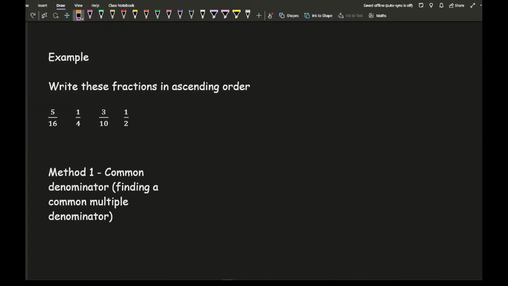So let's have a look at an example question and go through the several methods for you to choose which one's going to be better for you. In this question, we're asked to write these fractions in ascending order, and I've got 4 fractions, and I want to write them from smallest to largest.